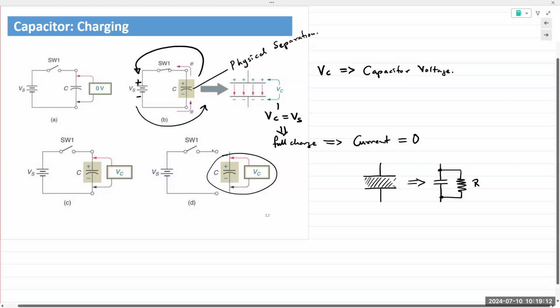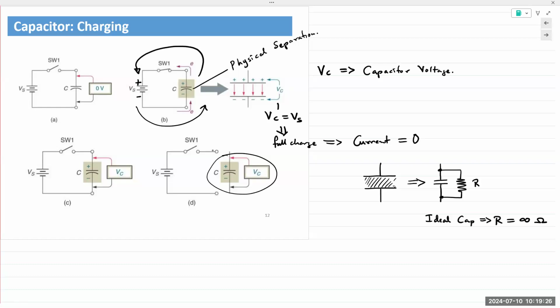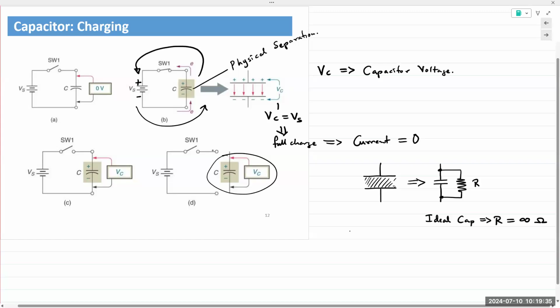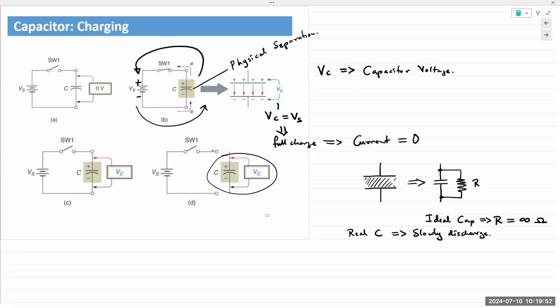For an ideal capacitor, this R is infinite. For a real-life capacitor, it is very high, but the capacitor cannot hold its charge indefinitely. It will slowly discharge. Okay, at some point it will lose all of its charge.